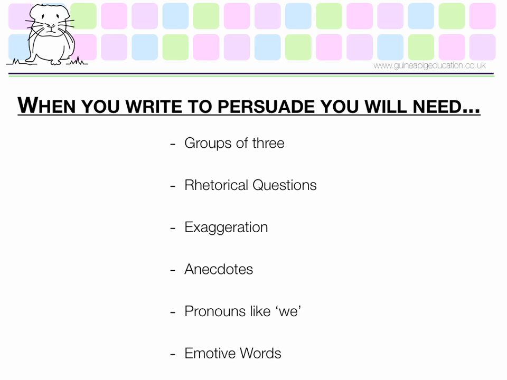So now you need to impress them. You need to impress the examiner, put in that persuasive stuff. And here are a few of the techniques they're going to be looking for, and they're going to be ticking off the marks as they see these in your writing this summer. So you need to have groups of three in there. Rhetorical questions, exaggeration, anecdotes, pronouns like we, and emotive words. And coming up soon we'll have some examples of all those things in a piece of writing taken from the Guinea Pig Education book I referred to at the beginning of the presentation.